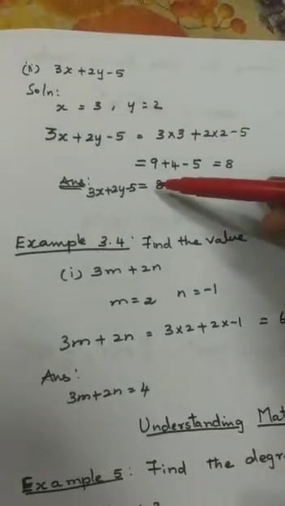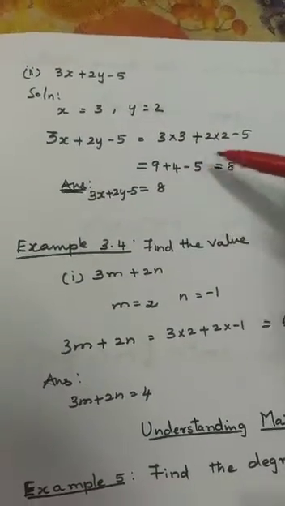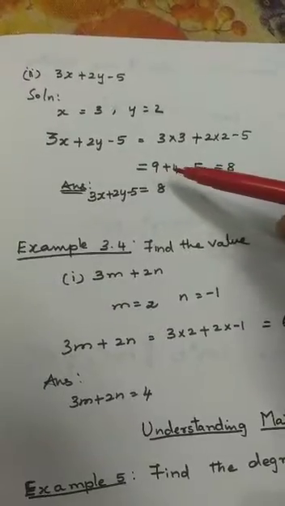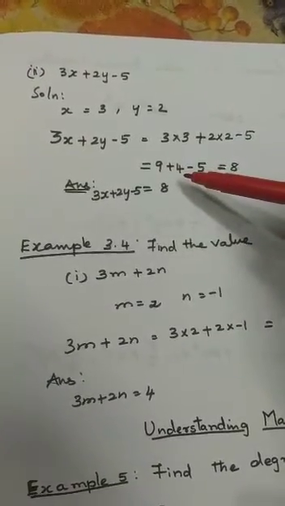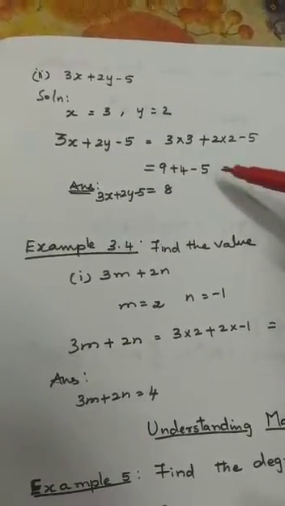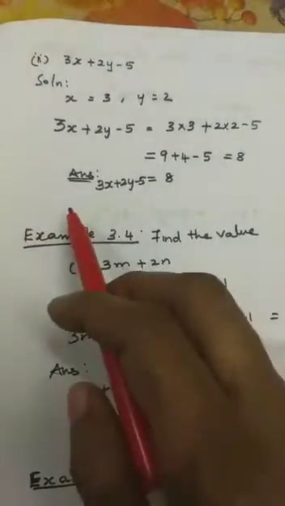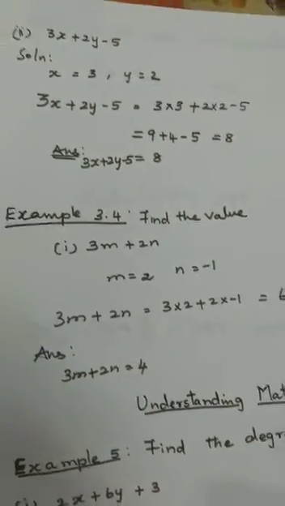3 3s are 9. 2 2s are 4 minus 5. 9 plus 4, 13. 13 minus 5, 8. Yes, answer is 8. Okay.